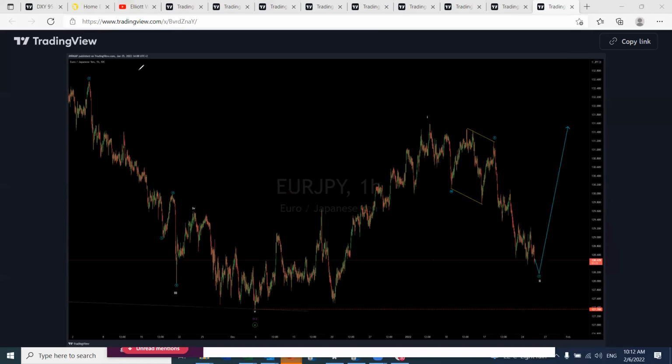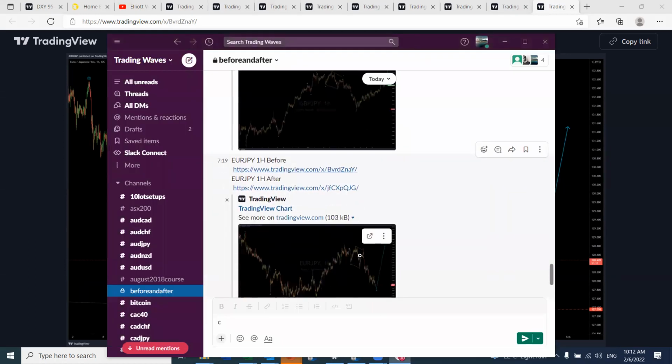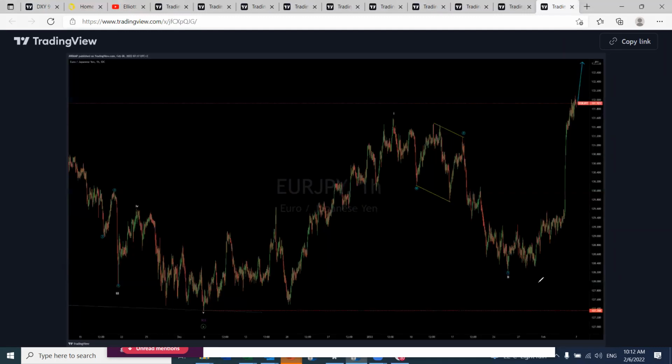This is from the 25th of January. We were at 128.47. We were forecasting a move all the way to the upside. How does that play out on euro yen? Euro yen was actually amazing. Have a look at how this one plays out. Inch perfect, exactly as forecasted. How much is that?